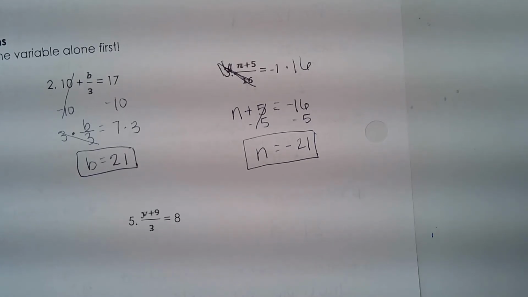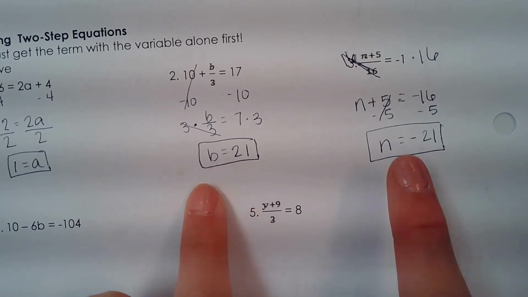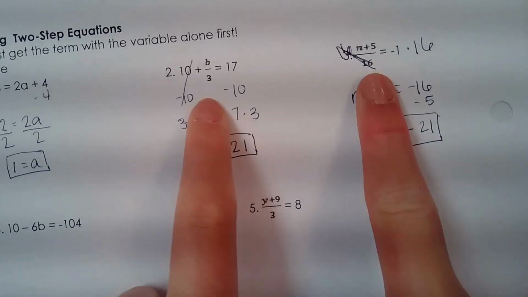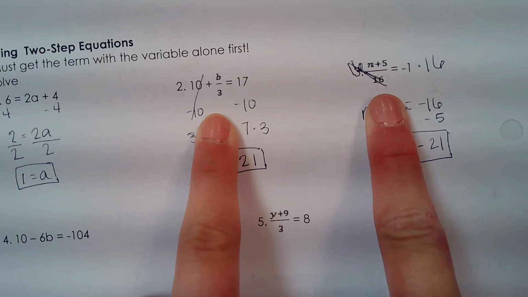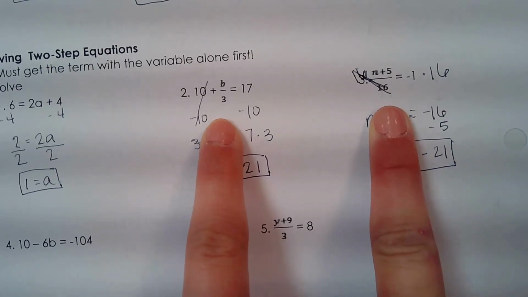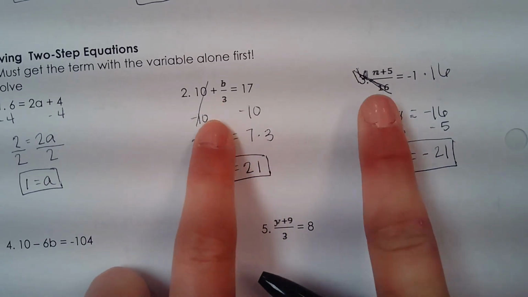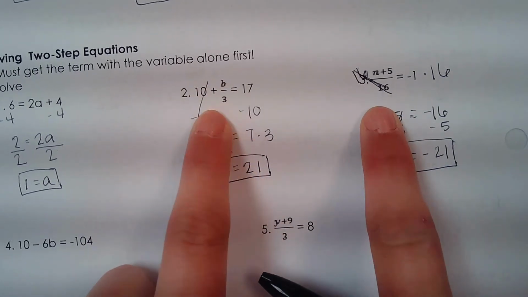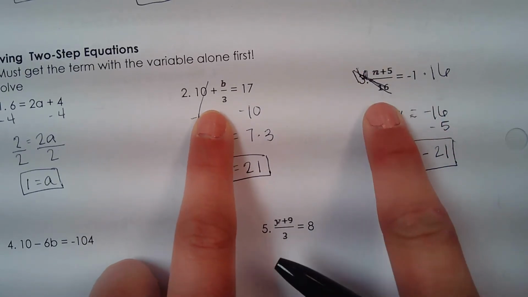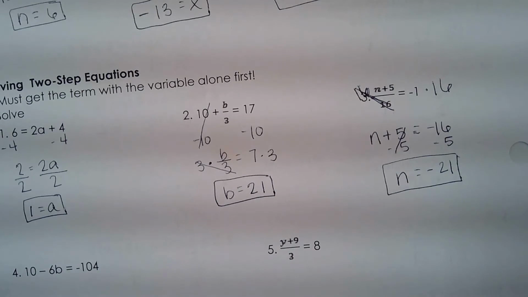So we're going to pause for just a moment. Do we see the difference between number 2 and number 3? Yeah. What's different? Look at just the left side. What's different about this and this? Everything is being divided. So if everything is being divided, your first step has to be to multiply.